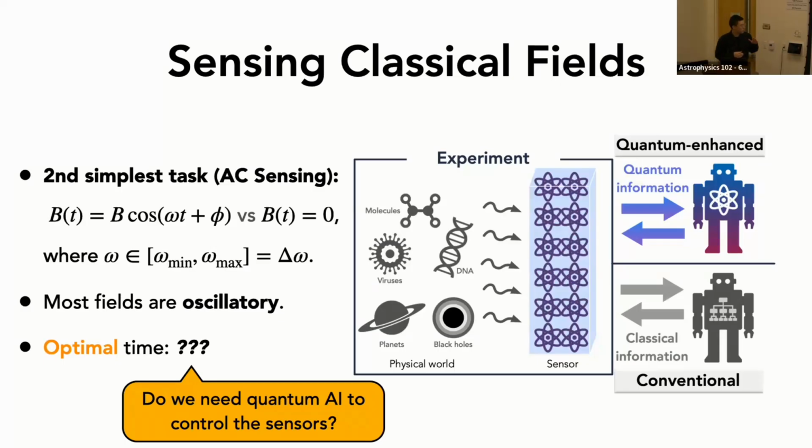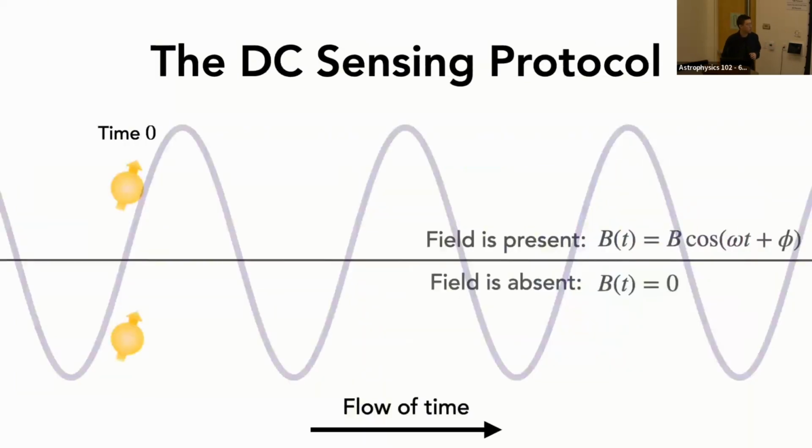So again, to build up more intuition for AC sensing, let's look at what happens if you just apply the DC sensing protocol to this setting. When the field is present, there will be an oscillating field. Sometimes it will be a positive field, sometimes it will be negative, which means the spins will be rotating sometimes clockwise and sometimes counterclockwise. It would just be oscillating over time. So at time 0, it would be like this. If we now apply the DC sensing protocol, at time 0, it will be like this.